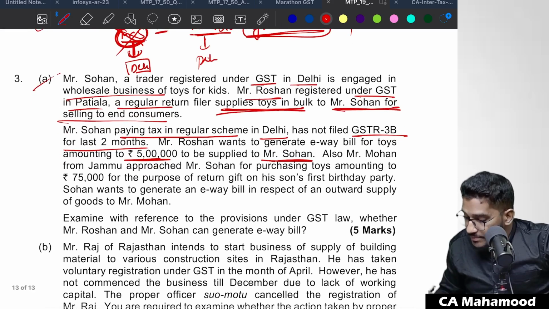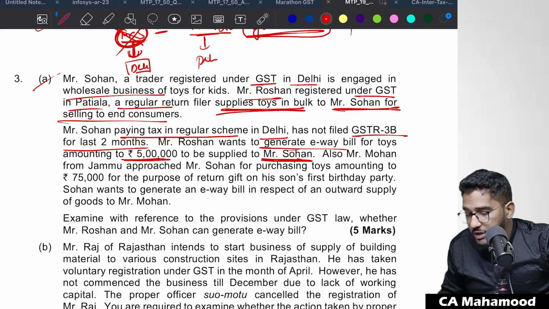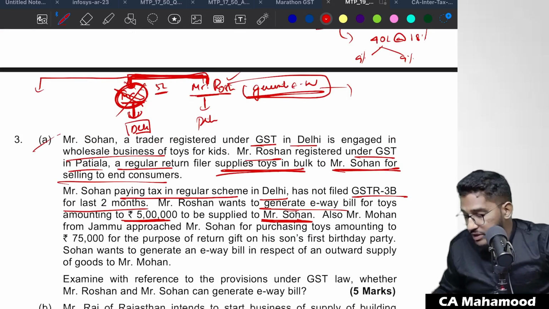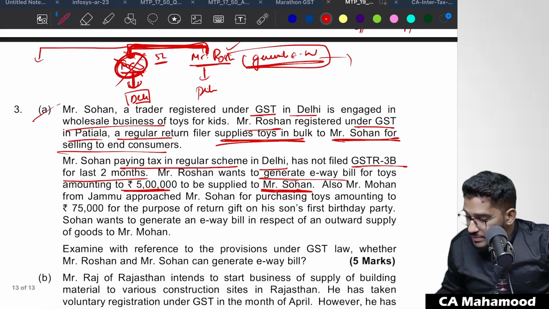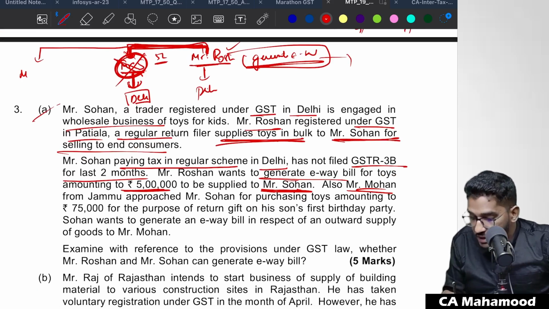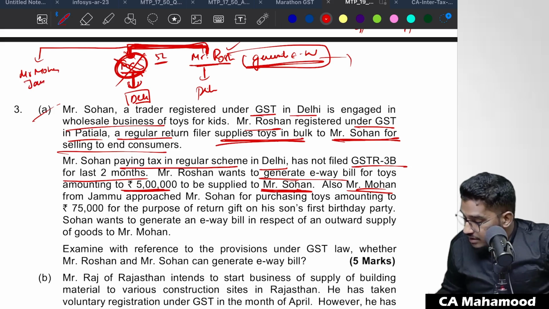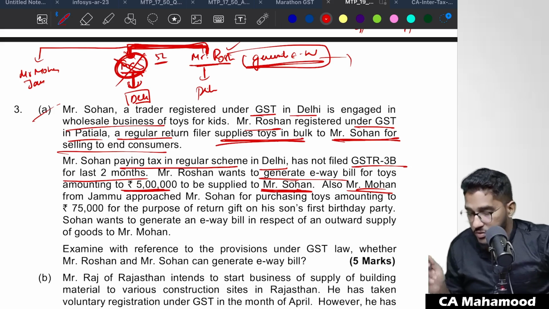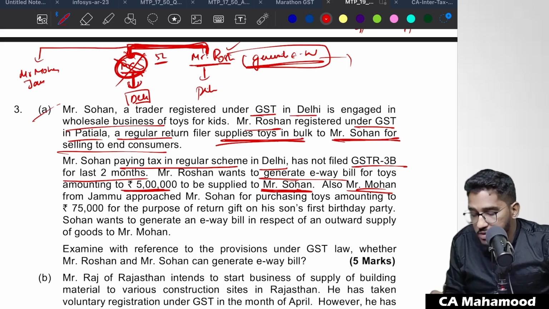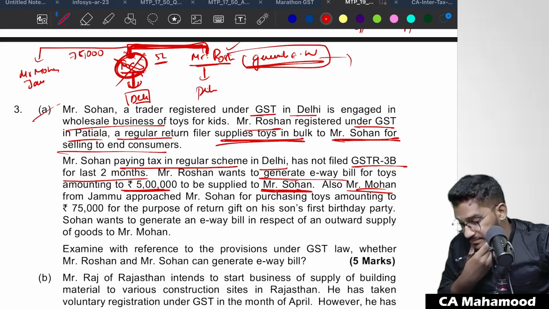The same thing they say there. Mr. Roshan wants to generate e-way bill for toys amounting to 5 lakh to be supplied to Mr. Sohan. Can he do it? Yes, Roshan can do it. Also, there is another person, Mr. Mohan, from Jammu. Mr. Mohan from Jammu approached Mr. Sohan for purchasing toys amounting to 75,000 for the purpose of return gifts of his son's birthday party. Whatever it is, Mr. Mohan approached Mr. Sohan and he told, sir, please supply me the toys worth 75,000.